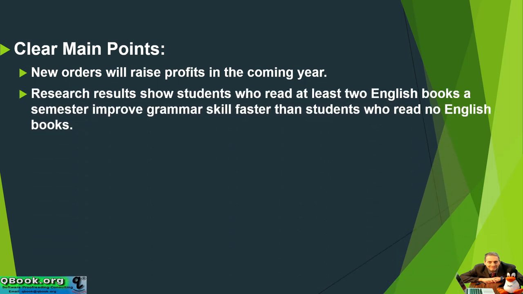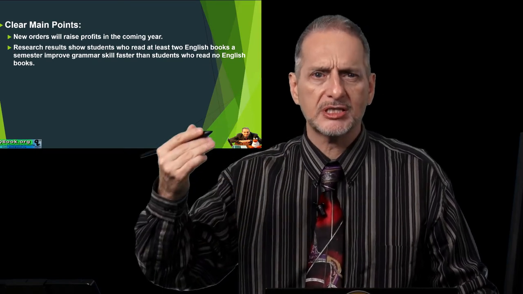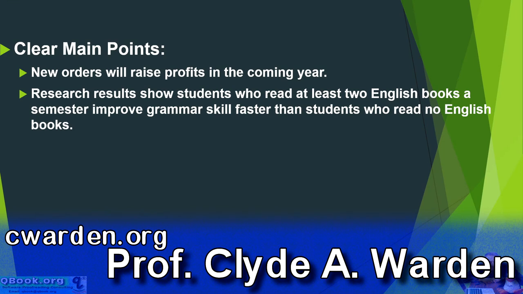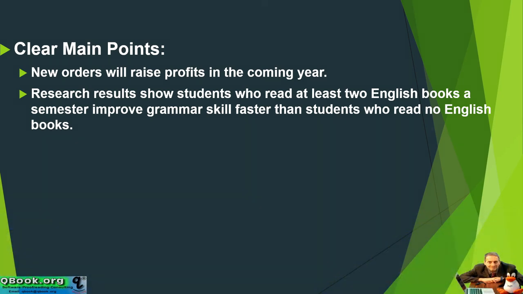Here's more of a research idea. Research results show students who read at least 2 English books a semester improve grammar skill faster than students who read no English books. So this is a research kind of presentation, and at the very beginning, we're saying this is the main finding. Now we're going to explain how we have that finding and give more details about it. What I like about this is it makes it very clear that we have results, and those results are going to show something. And what do they show? They show how these students compare to students who read no books.